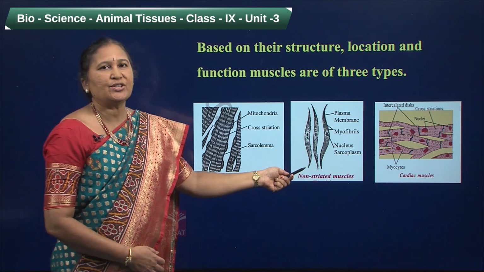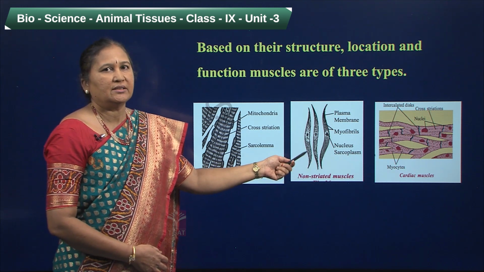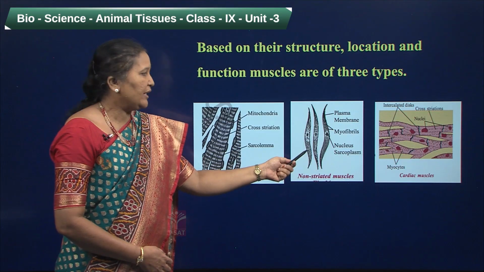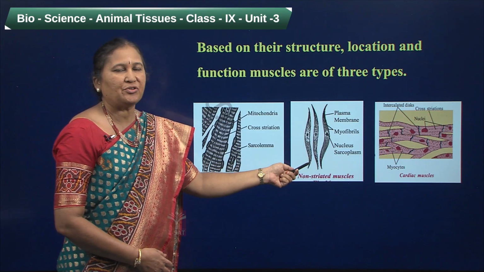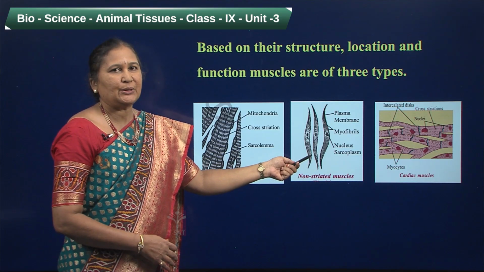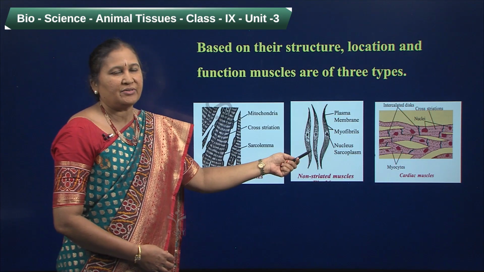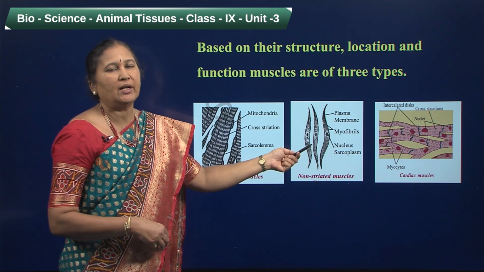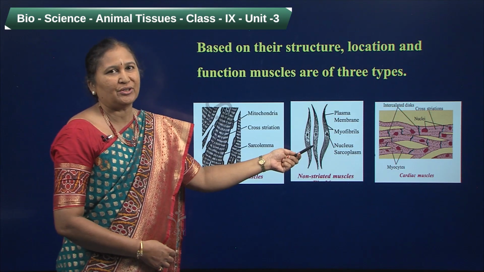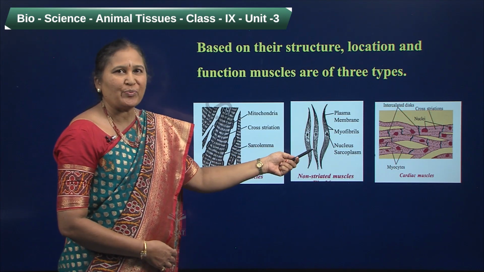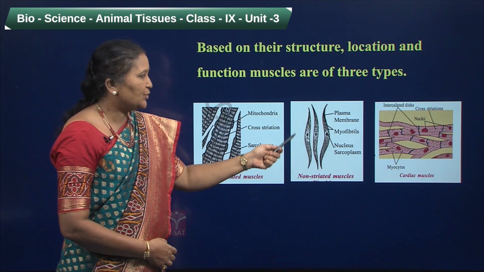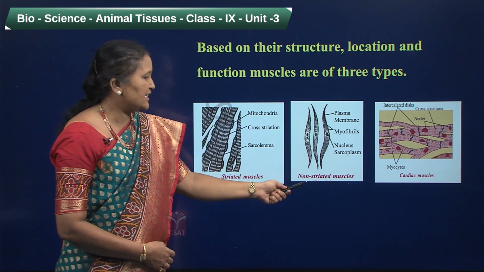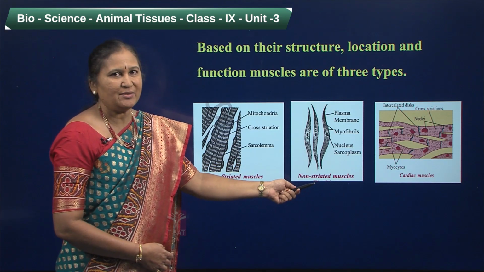And these non-striated muscles are involuntary muscles, because they are present in some parts of our body where there is no involvement of us. For example, the movement of food in our alimentary canal does not involve any of our will or wish. We cannot stop them or start them. So those types of organs consist of this type of muscles, called the non-striated muscles.